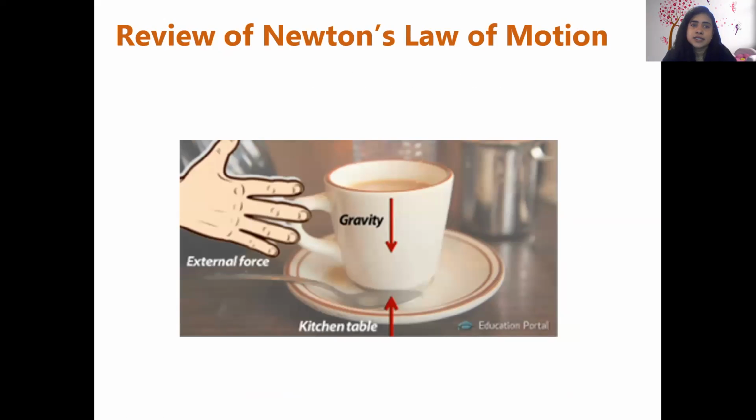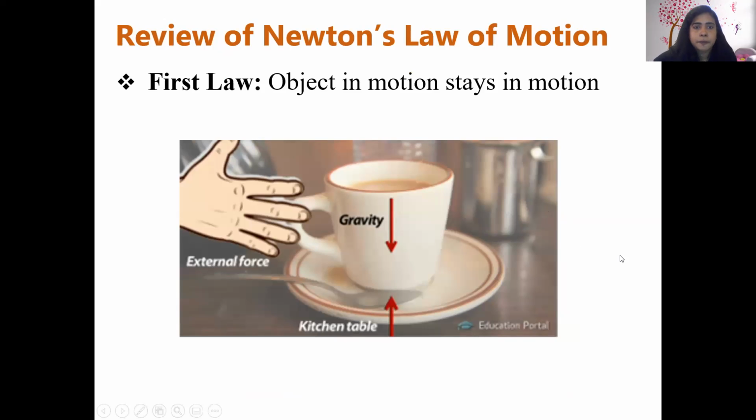So when it comes to forces, we cannot forget Newton because he has three laws which explain almost everything about forces that we learned before. The first one is that an object at rest stays at rest. So you have a cup of coffee on my table. The cup of coffee is acted on by gravity, and the kitchen table says, I will hold you up, and it is balancing both. It will remain at rest unless you give an external force.